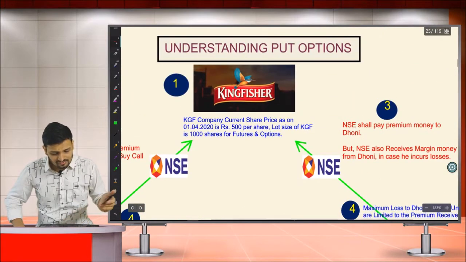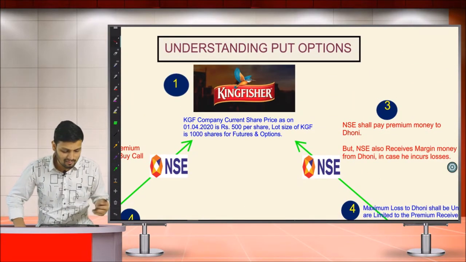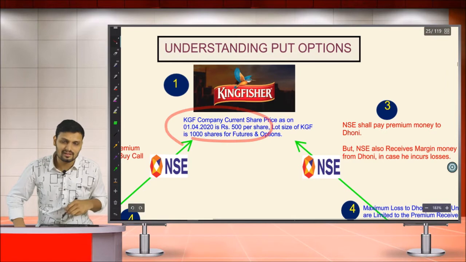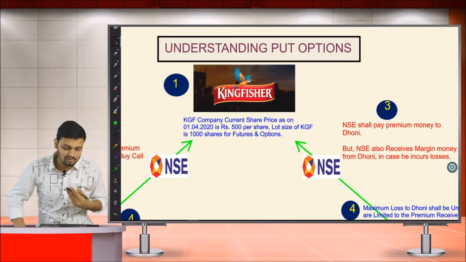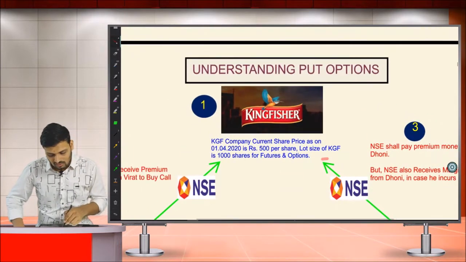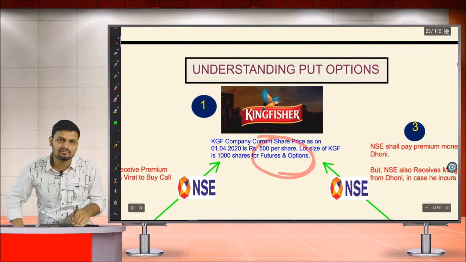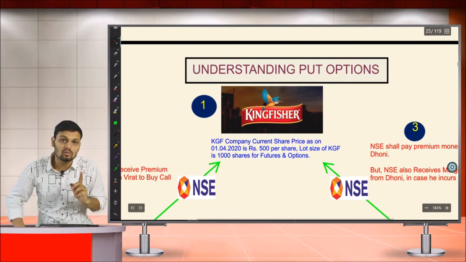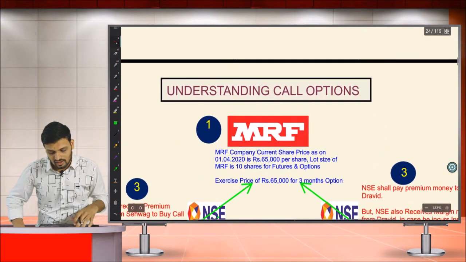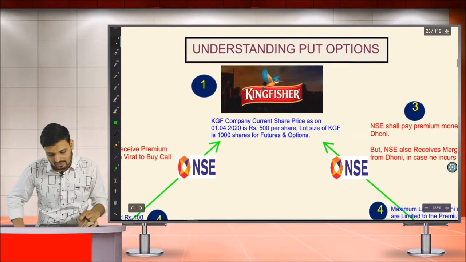Sir, why only 100 rupees? Because KGF share price is not as high as MRF. It is only 500 rupees per share. So just for an example, I have taken 100, rounded off. Lot size of KGF is 1000 shares for futures and options. So one lot is how much? 1000 shares. In MRF, one lot was only 10 shares.